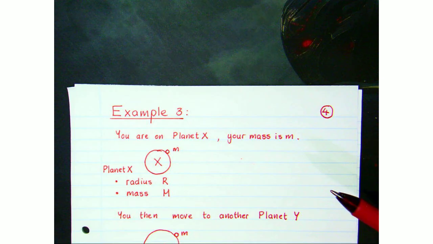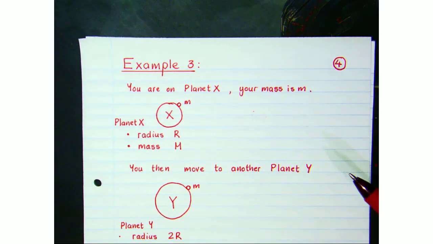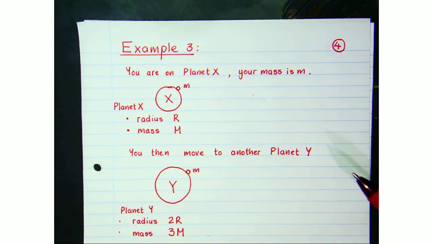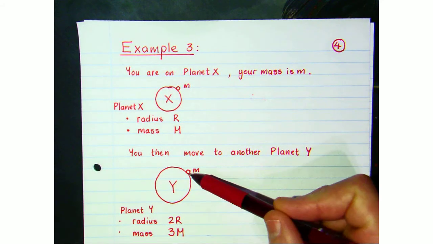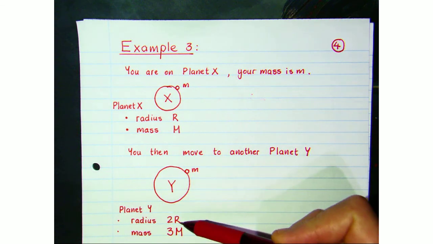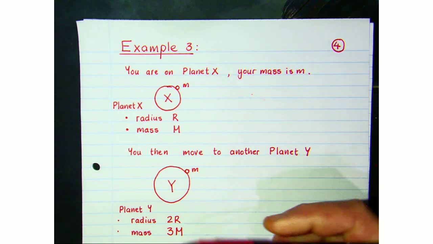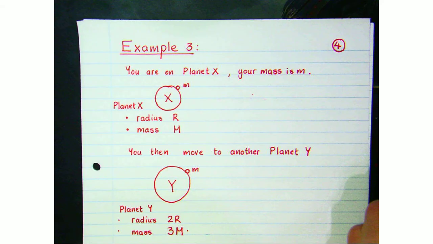We then take that same mass and we take it to another planet, planet Y, and it's resting on the surface of planet Y. Planet Y has different dimensions. It's got a radius of twice that of X, double the radius. It's got a mass 3 times larger than the mass of planet X.